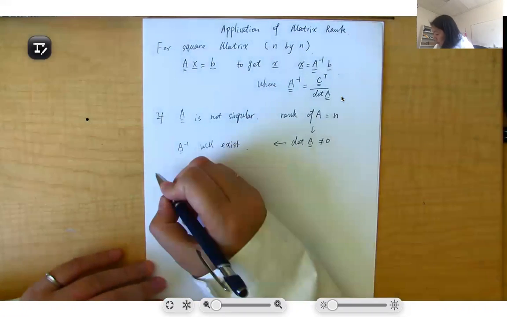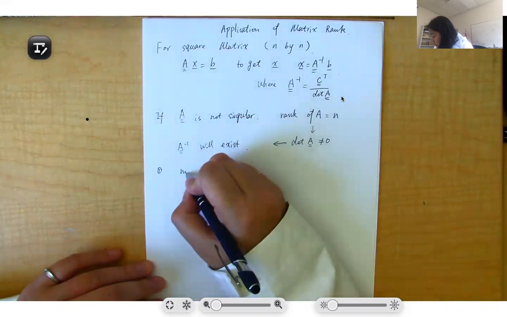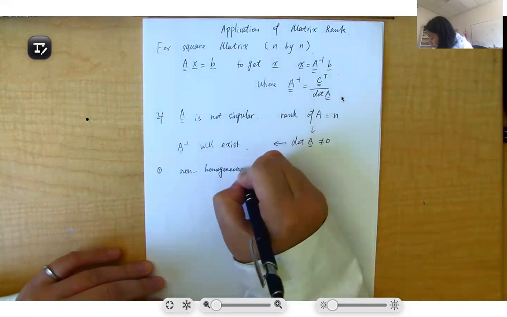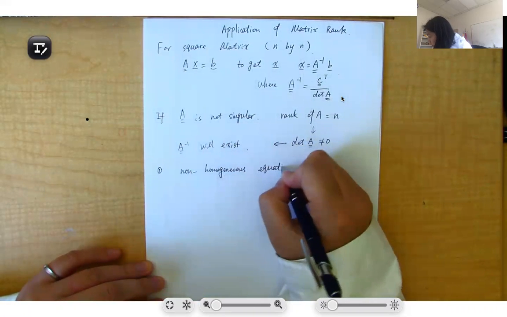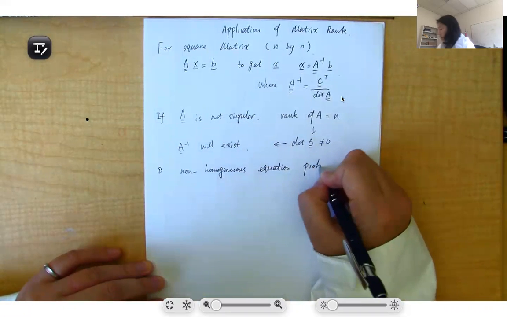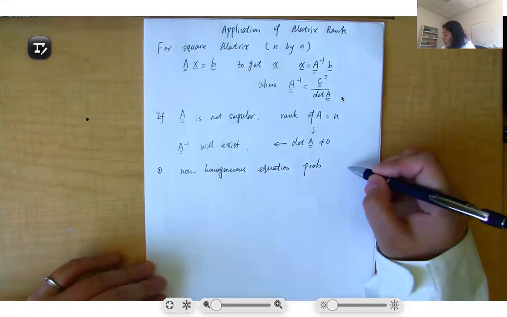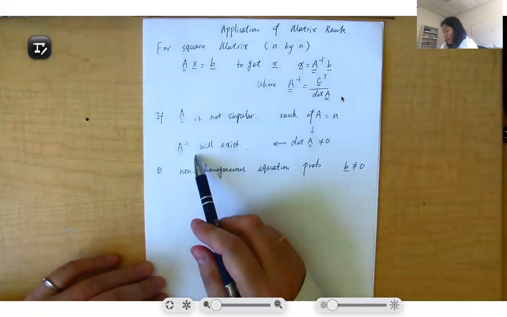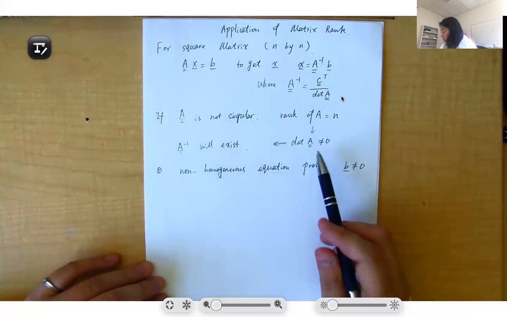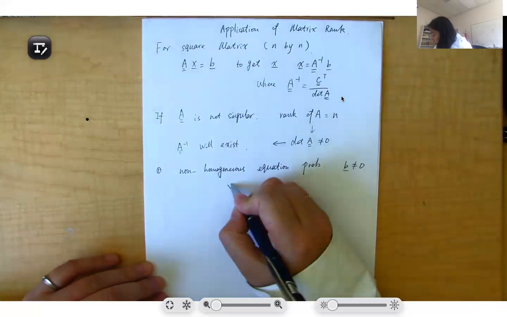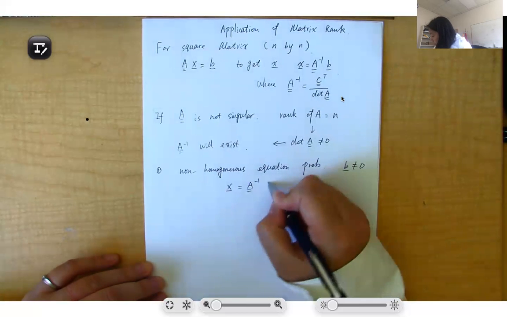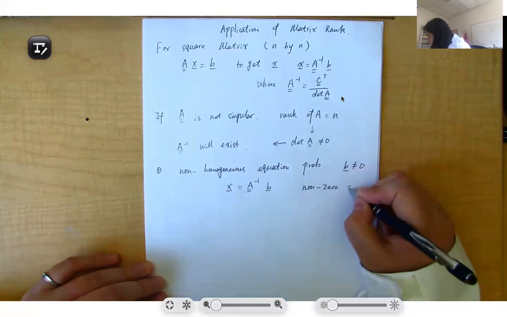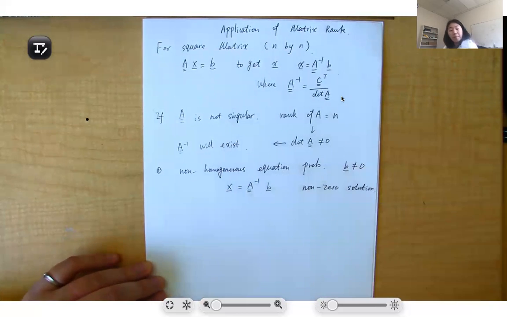And there is one situation, the non-homogeneous equation. A non-homogeneous equation problem means that my B is not 0. And if A inverse exists, the determinant of A is not 0, so you can directly get your X as A inverse B.